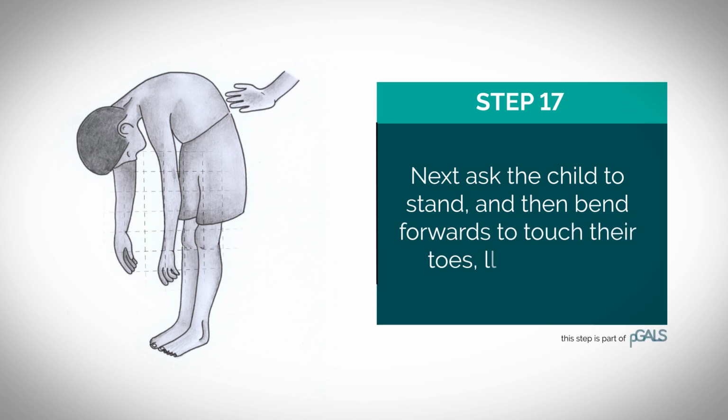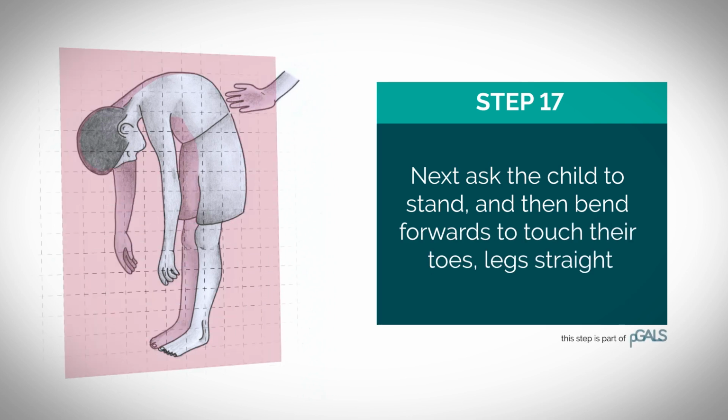In standing, ask the child to stand and bend forwards, reaching their hands towards their toes, keeping their legs straight. Look at the alignment of the spine, checking for any scoliosis or kyphosis.